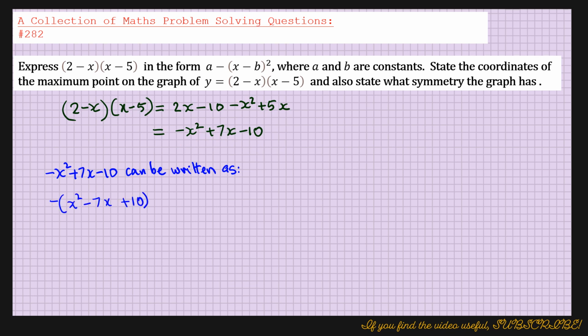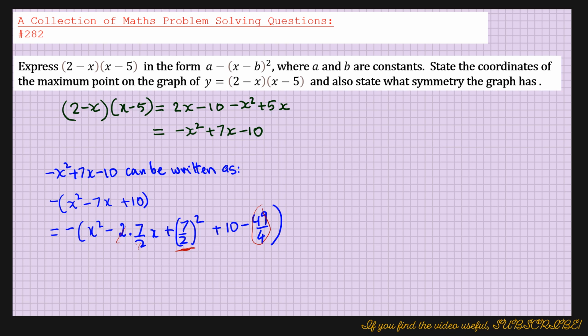So it can also be written as, if you leave minus outside the bracket, minus of x squared minus 7x plus 10. And there's a square term that's not there, so we will add the square term and subtract it. So what I did is minus of x squared minus 2 times 7 over 2 x plus (7 over 2) whole squared. And because I've added (7 over 2) squared, I have to subtract 49 over 4.